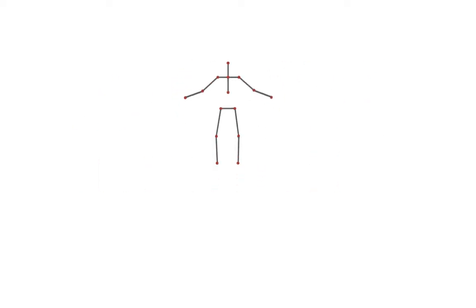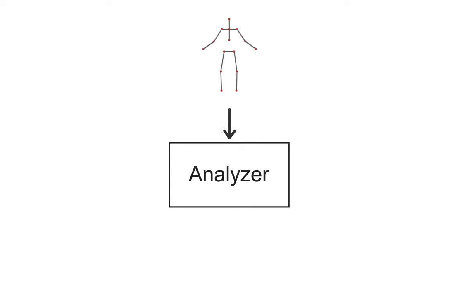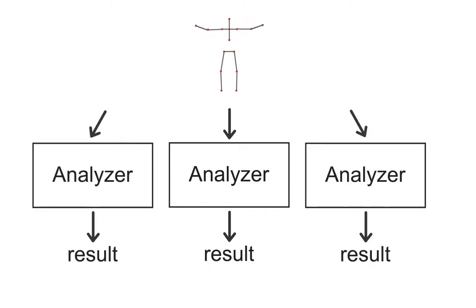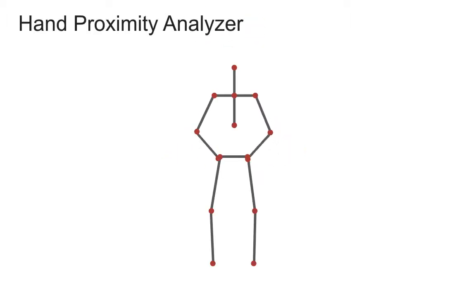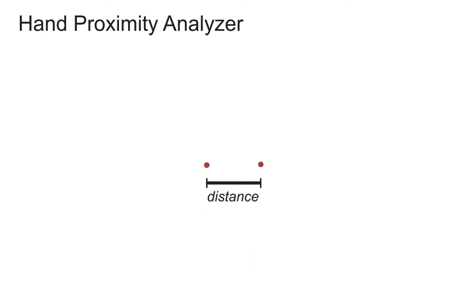The movement is then passed to an analyzer as an argument, and this analyzer will return the result of the analysis. Each analyzer evaluates a particular characteristic of the movement, and the movement is analyzed by every analyzer that has been created. Let's take the example of the hand proximity analyzer considering this movement. As a movement contains all the joints of all poses, we can analyze mathematically the distance between the two end joints.